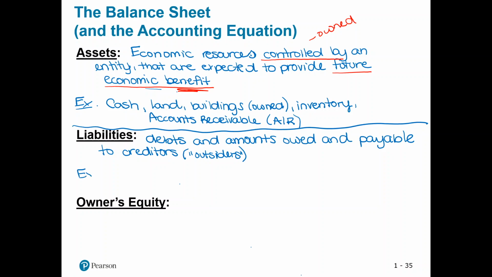Examples of liabilities are a bank loan. The business needed to borrow money from the bank, but they now need to repay that, so this is a liability to them. Accounts payable is another example. And this is really the opposite side of AR, and it's often referred to as AP. So accounts payable, as I said, is the opposite of accounts receivable.